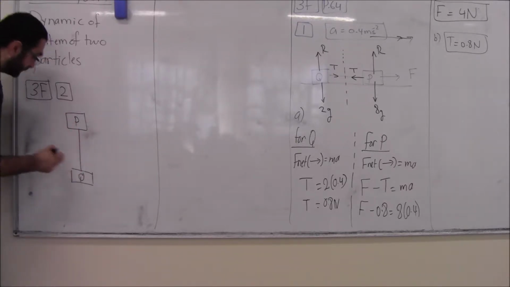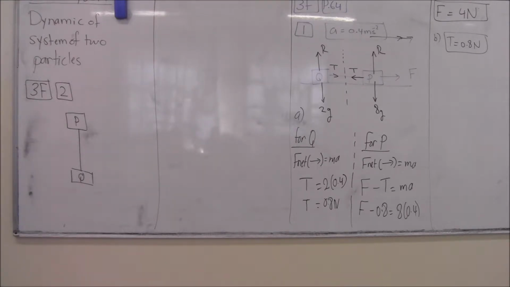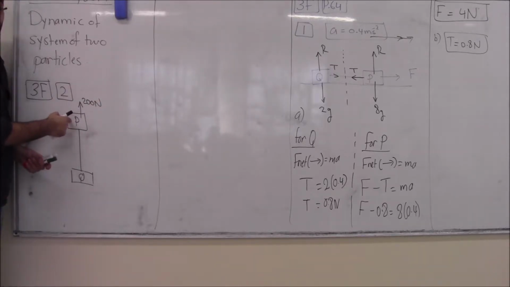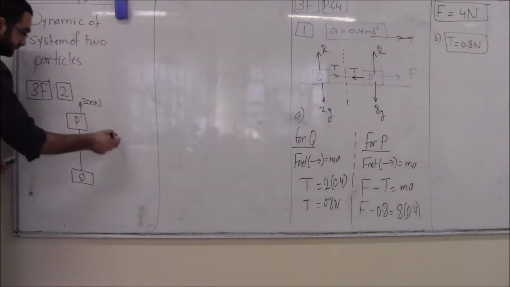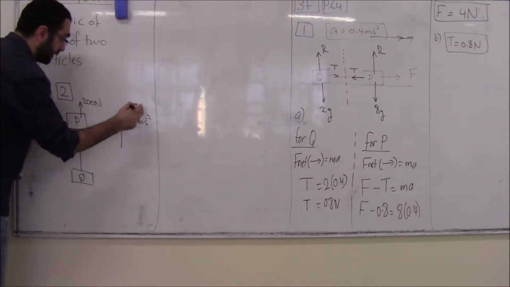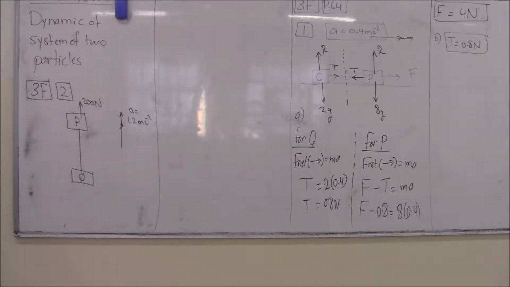Connected by a light inextensible string, right? A force of 200 newtons is then applied vertically upwards to P. Look, 200 newtons is applied on P, right? Causing it to accelerate at 1.2 meters per second squared. Accelerate upward, right? Causing the system of two particles to accelerate upward. Assuming there is a resistance to the motion of each of the bricks of magnitude R newtons, find the value of R.